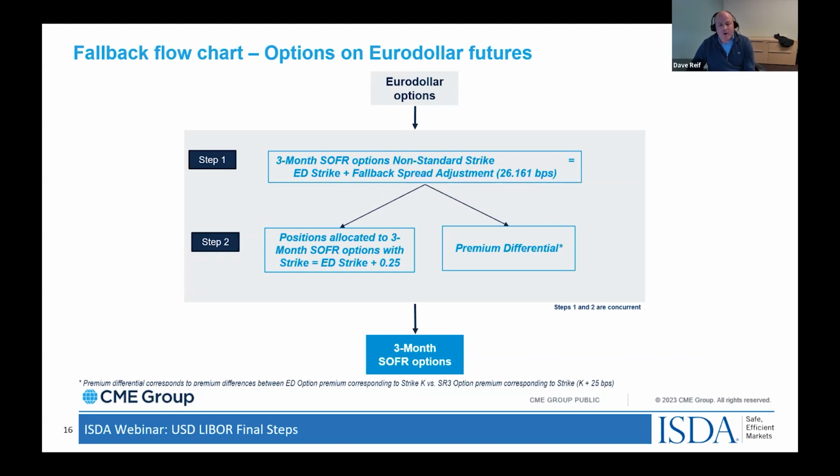But again, really the point to remember is that in all cases, the Eurodollars will be mapped to a SOFR strike 25 basis points higher. So to put it down, a Eurodollar 95 even strike will be mapped to a 95.25 SOFR option strike, even though there's a lot happening behind the scenes in our clearing processes.